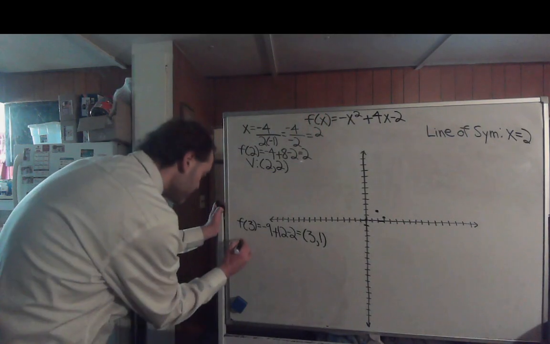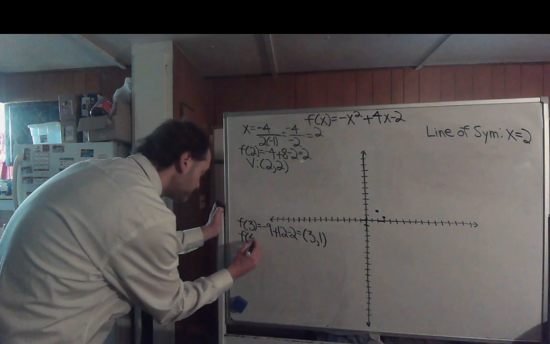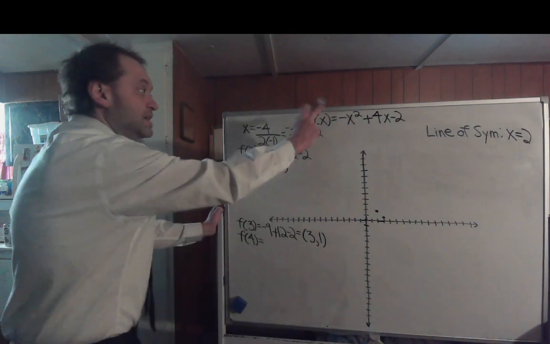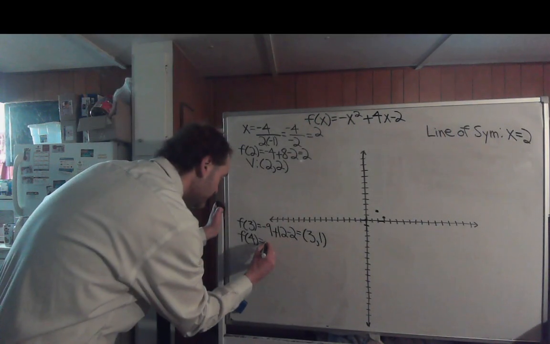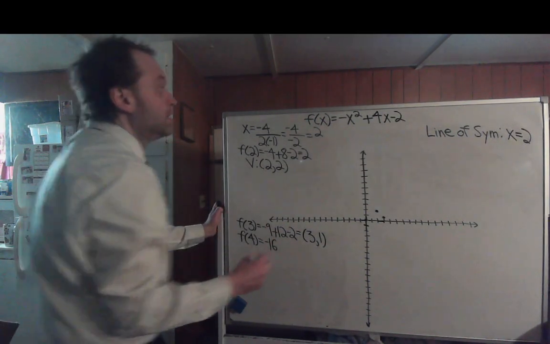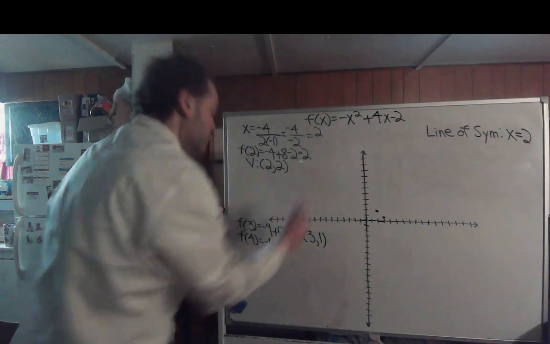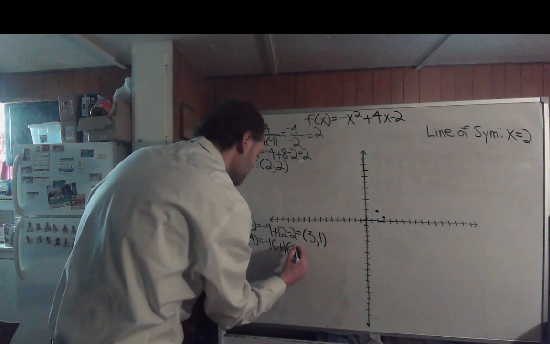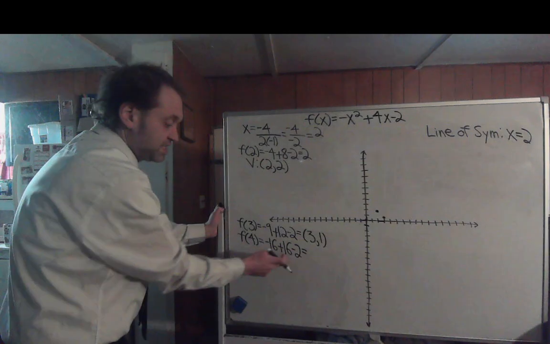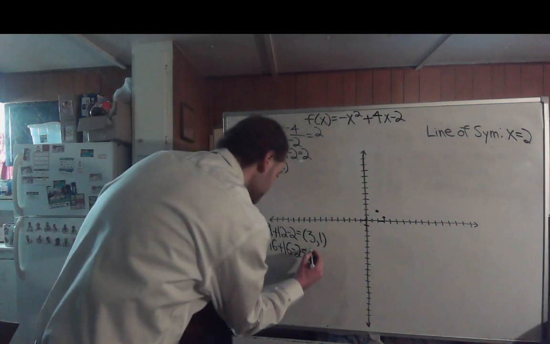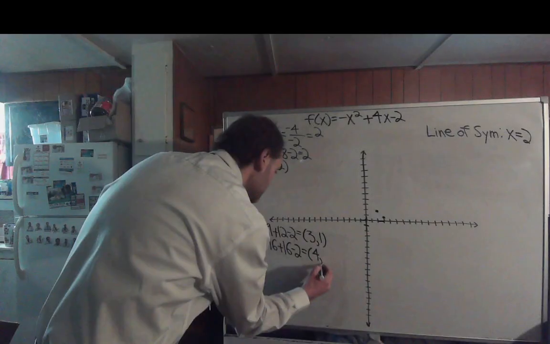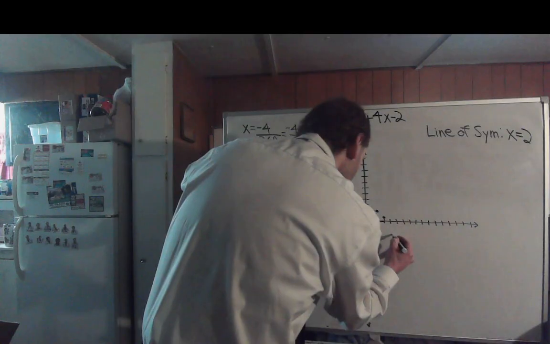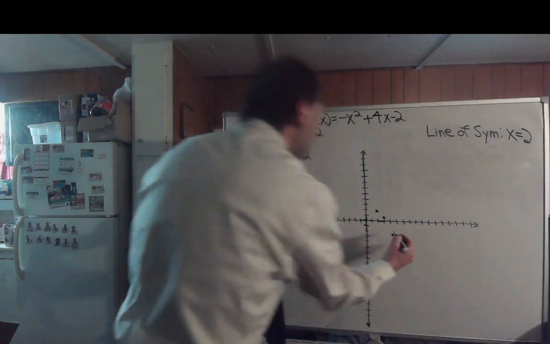Then for good measure, let's do f of 4. So 4 to the second is 16 times that negative 1. That gives you negative 16. Plus 4 times 4, which is 16. Then you just have the negative 2. Well, negative 16 plus 16 is 0. Minus 2 gives you negative 2. So you'll have the point 4, negative 2, which will go all the way over here.